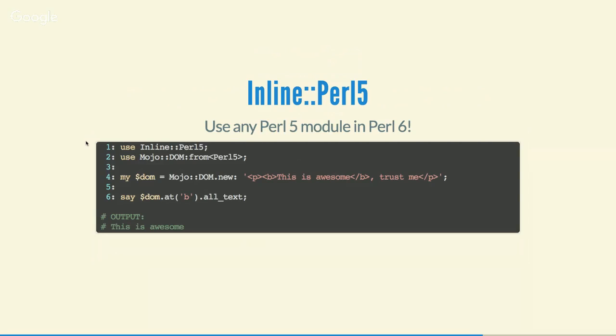Oh, not important. So you can also use any Perl 5 module using Inline::Perl5. This module is not installed by default. You can get it from the ecosystem. You can see from this example, I'm using Perl 5's Mojo::DOM HTML parser. The way I'm including it is I added the from adverb, and I specify from Perl 5. Later in the code, I'm using it just as a normal object. I'm calling methods like I would with Perl 6. And in the output, you can see that it works.